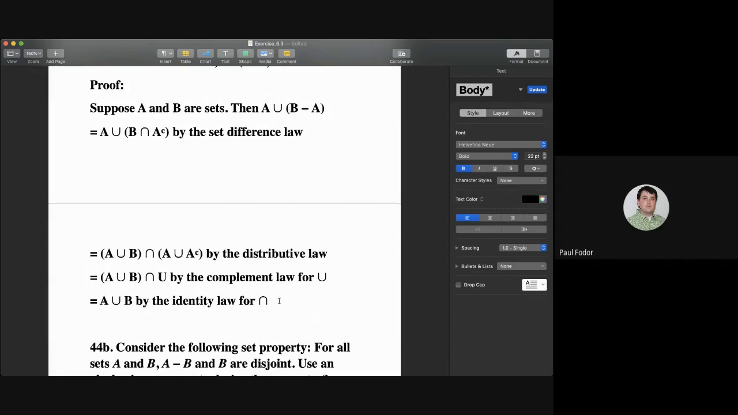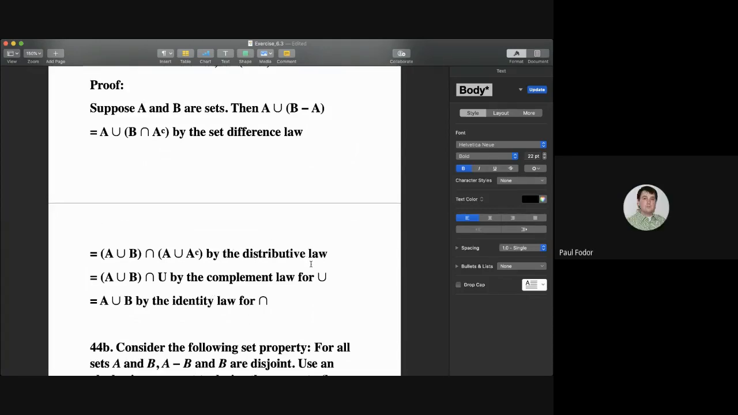But basically, union distributes over intersection. So we have (A union B) intersect (A union A complement). A union A complement is the universe. And anything intersected with the universe is that set. So it's equal to A union B. Yeah, all the laws are written on the right-hand side.